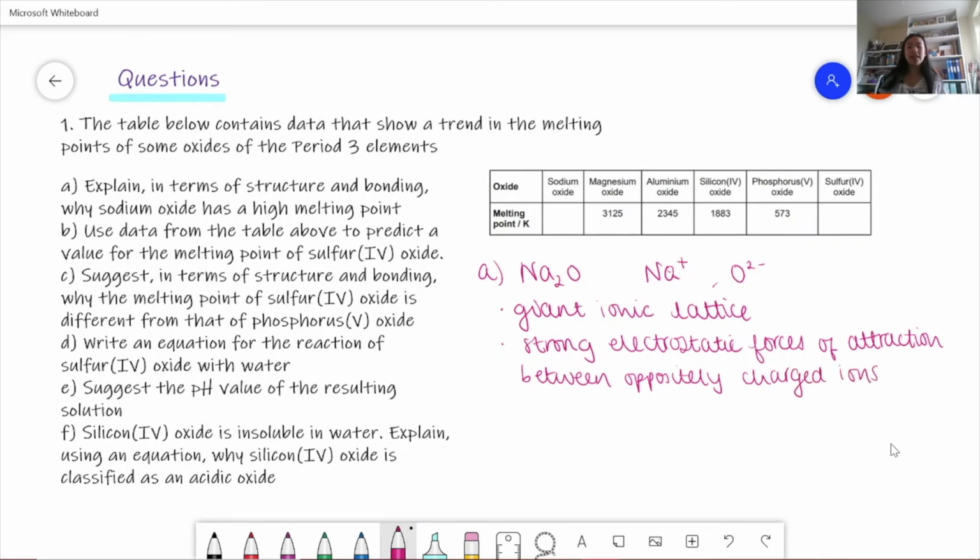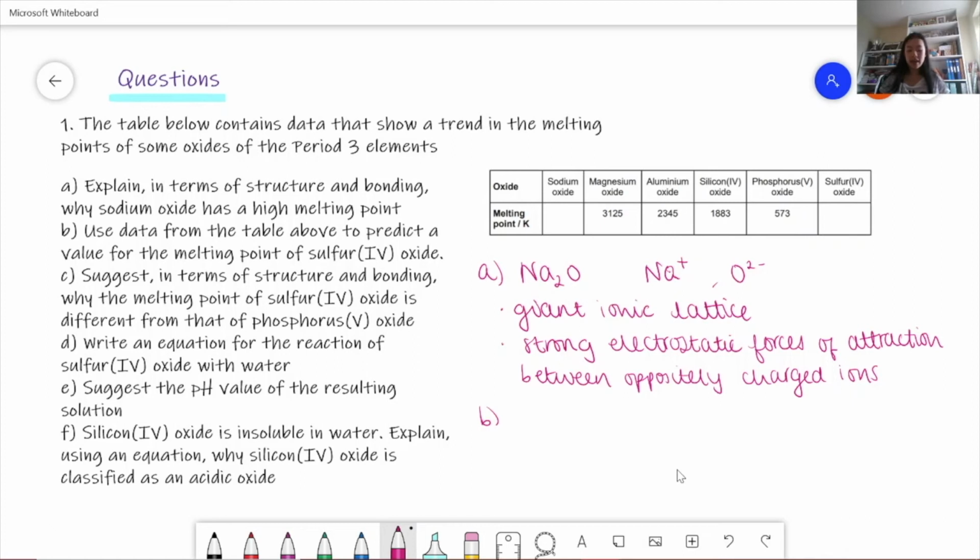And that means that it takes a lot of energy to overcome these forces, and so it has a very high melting point. And then for B, use data from the table above to predict a value for the melting point of sulfur oxide. Now, sulfur oxide is made up of 2 nonmetals, so it's either simple molecular or giant covalent. And it actually forms a simple molecular structure, so the melting point will be quite low.